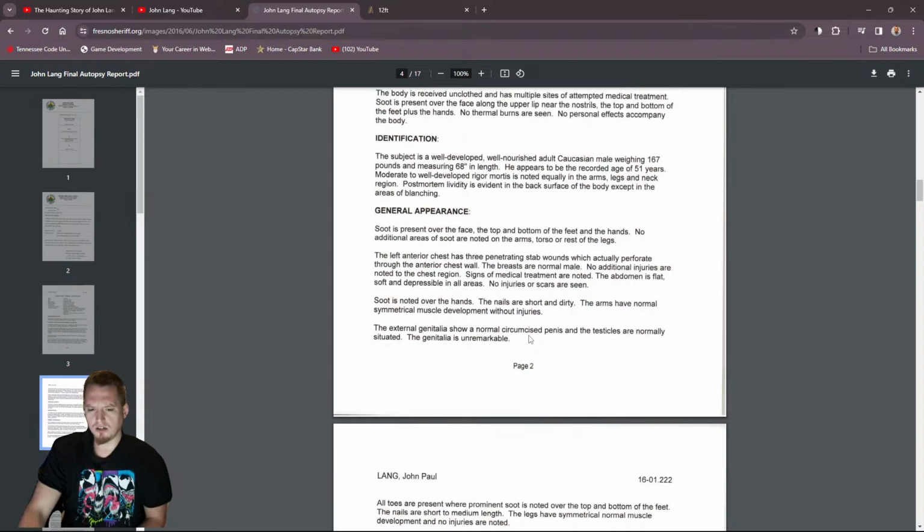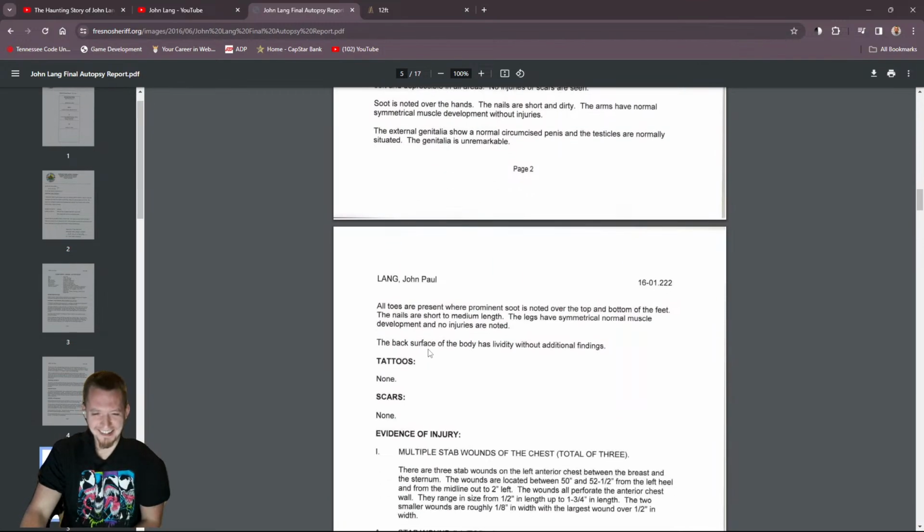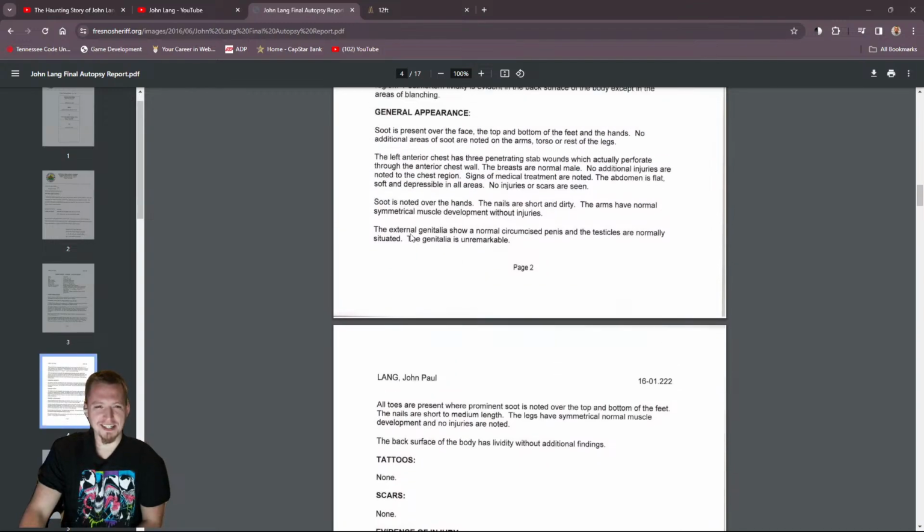Why? Genitalia is unremarkable. Damn, that's kind of mean. I mean, you don't have to say that it's remarkable, but you don't have to say that it's unremarkable. Damn. That's just the weirdest thing I've ever seen in an autopsy report.